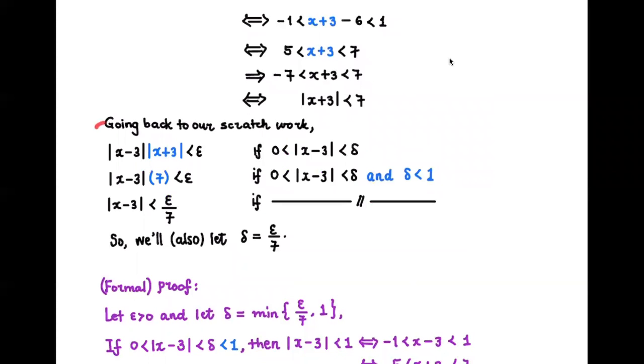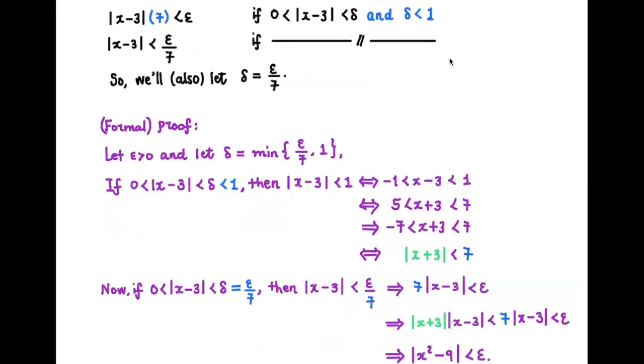So we go back to our scratch work. So we have this one here, and this is the condition. Now we can replace this absolute value by less than 7. So this one here is less than 7. So this is less than this, if we now have this additional condition. And with that, we're able to provide this inequality. Okay. So we'll also let delta be equal to epsilon over 7.